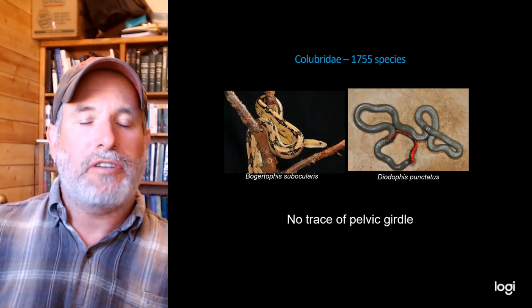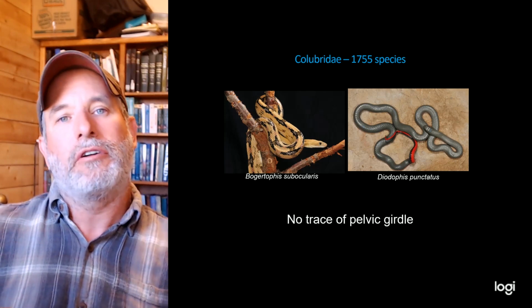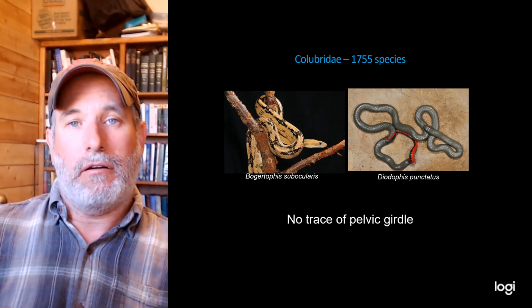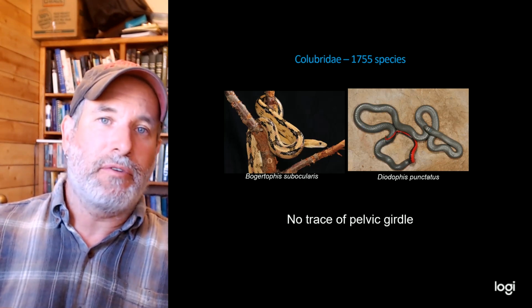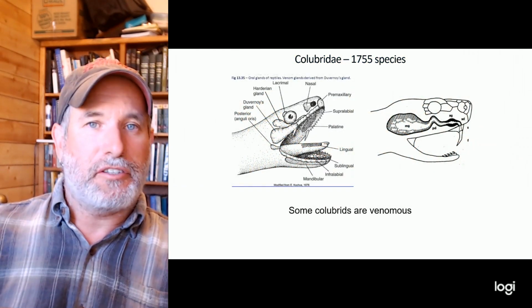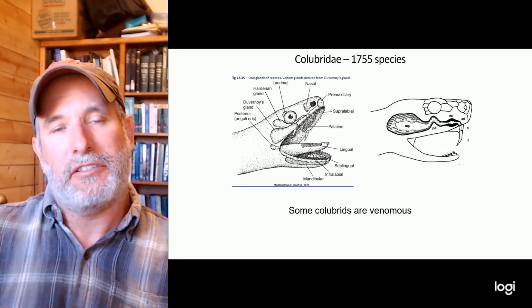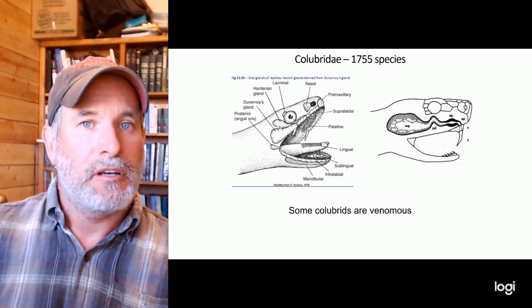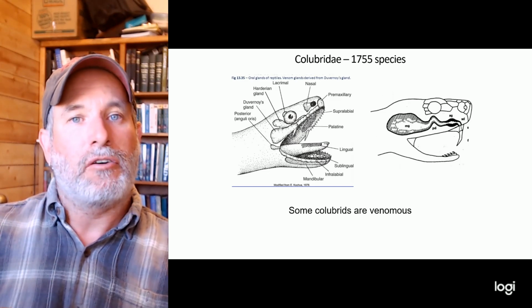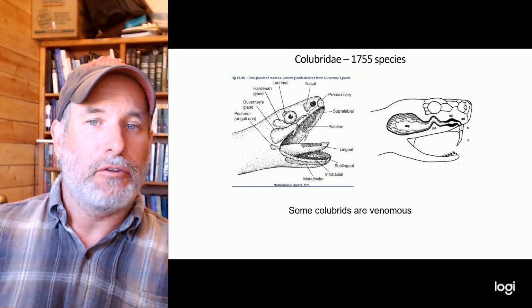And then lastly, I want to talk really briefly about the largest family of snakes. These are the colubrids. They represent about half of all snake species, and they have no trace of the pelvic girdle. Now, interestingly, the elapids and the vipers have the reputation for being venomous. However, many species of colubrids are also venomous, but they're rear-fanged. So people are rarely envenomated by these rear-fanged colubrids.